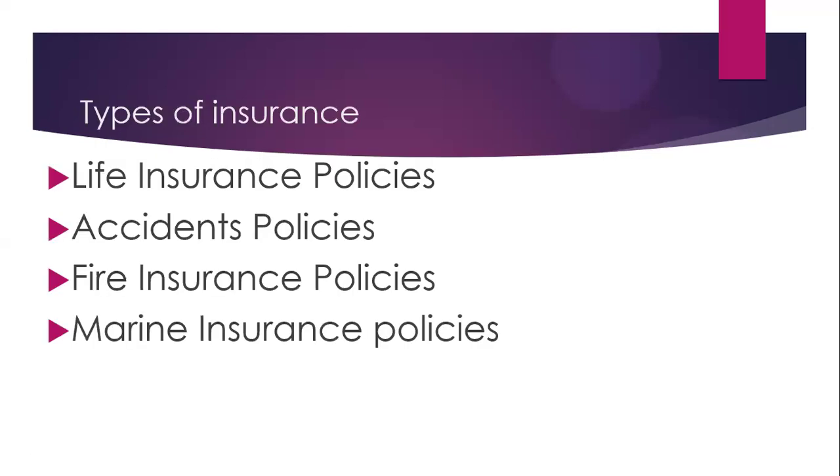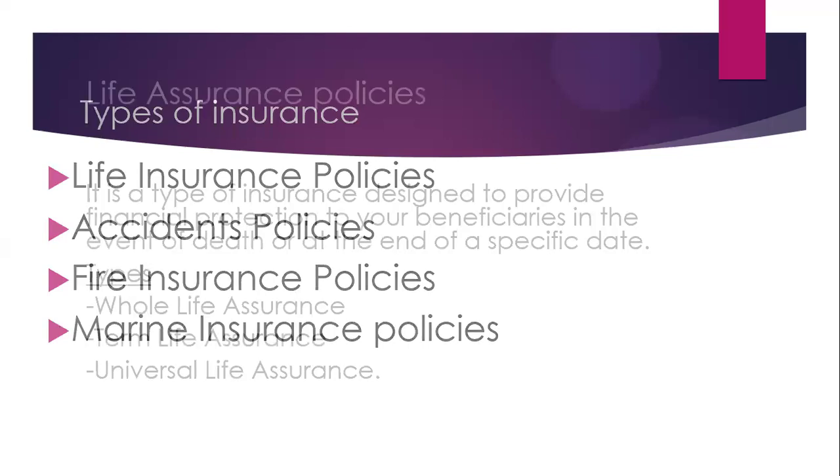So here are the four types of insurance. First is the life insurance policy. The second is the accident policy. The third is the fire insurance policy. And the last one is the marine insurance policy. Next slide, please.